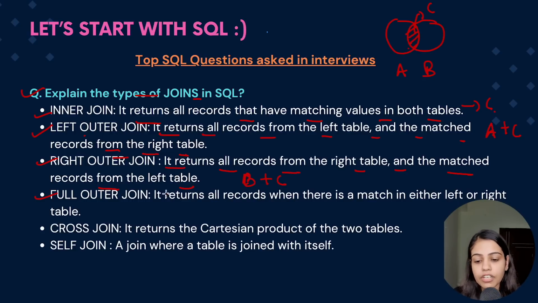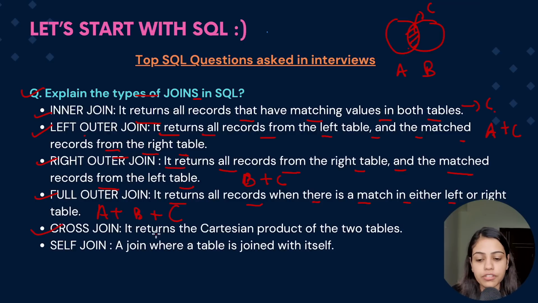Now coming to full outer join, so it returns all the records when there is a match either in the left or in the right table. So it will return all the records if there is any match between the left or the right table. So it will give me records from the left table, the right table, and then the records which are matching between them, that is A plus B plus C.